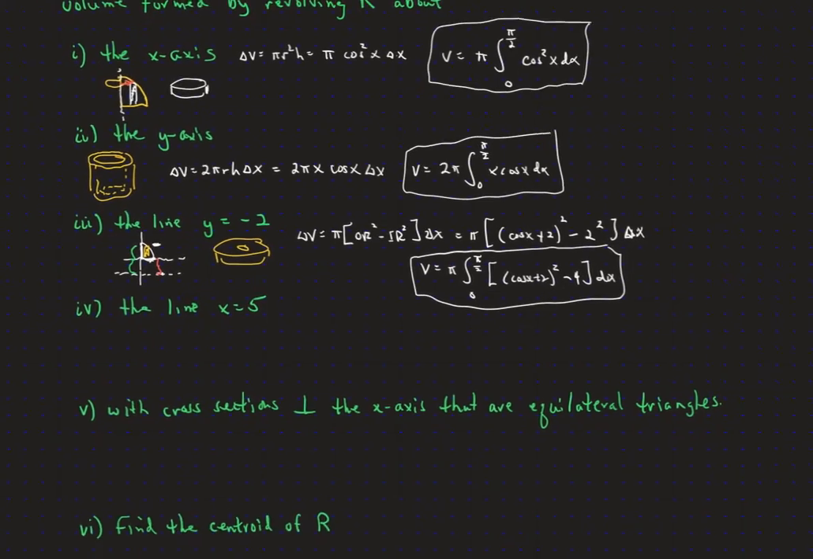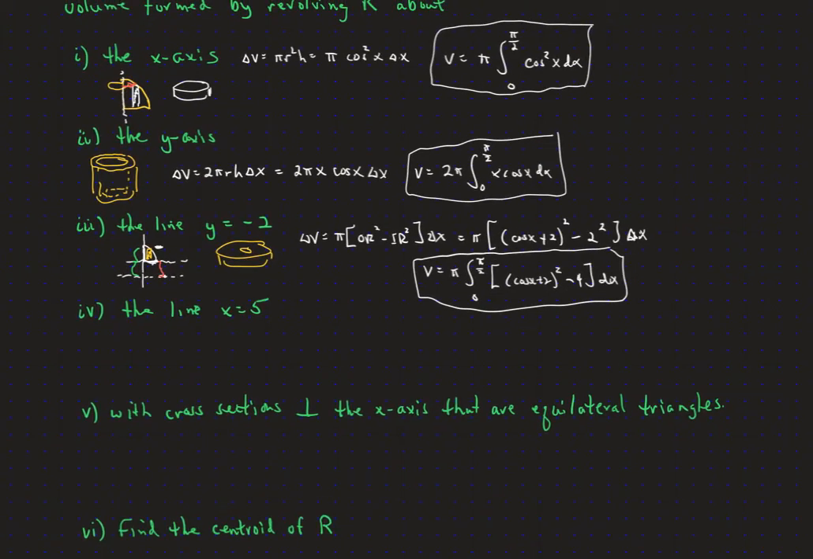Okay, if we revolve this about the line x equals 5, so here's our x equals 5, here is our little region, and if we take our rectangle and revolve it about that line, we're going to get a shell. So our delta volume for a shell is going to be 2 pi r h, and we still have a delta x for the thickness of that shell.